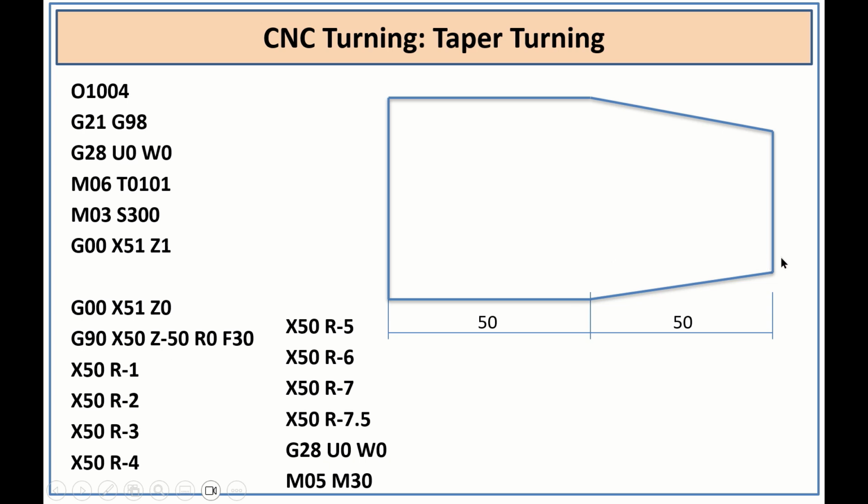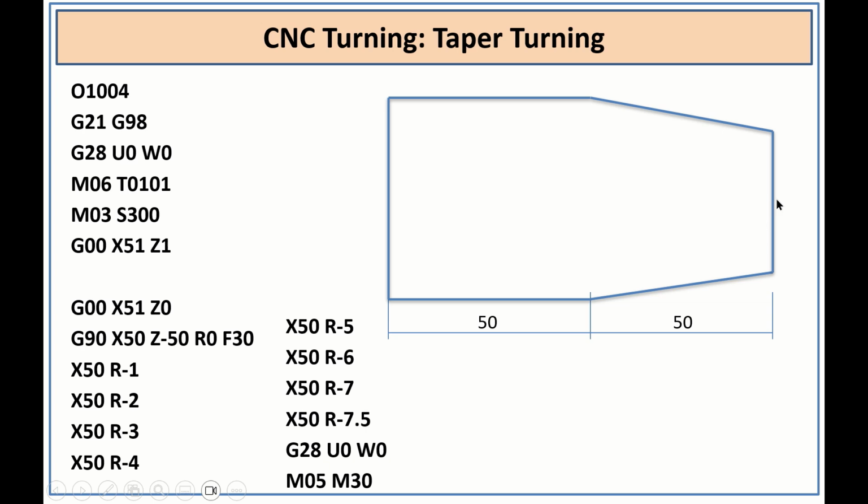That means this is the tapering we need to make. And R0 means that initially, when you are making the tapering, it is not directly making the tapering. So first it will give some depth and make the turning operation. Again it will give some more depth and make the tapering operation. So here, for the initial cut, R is equal to 0, and I am giving F is equal to the feed rate, that is 30 mm per revolution.